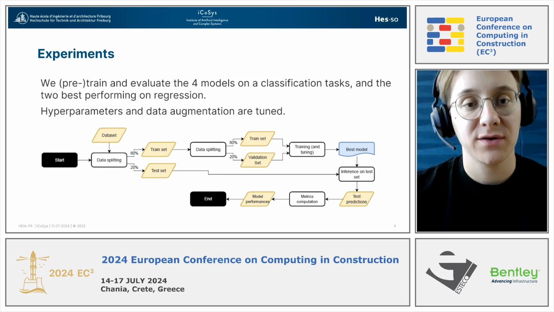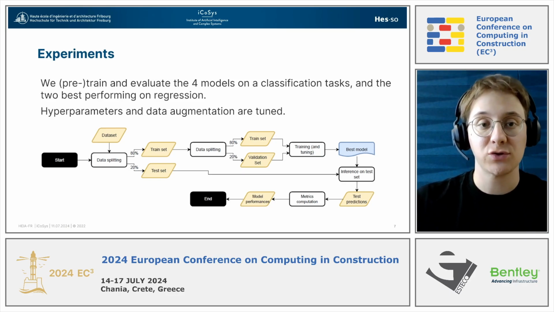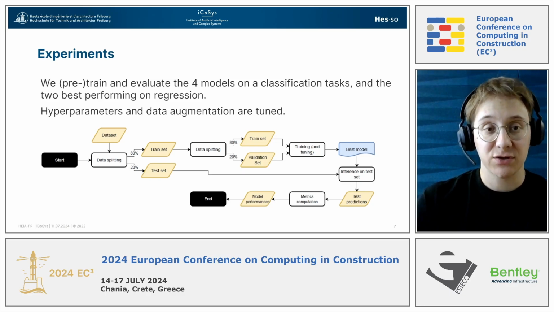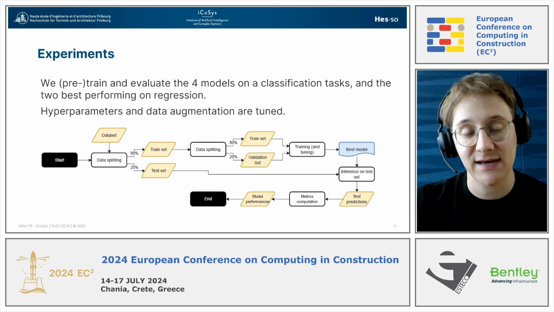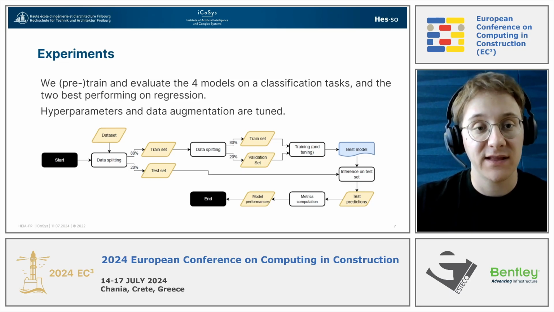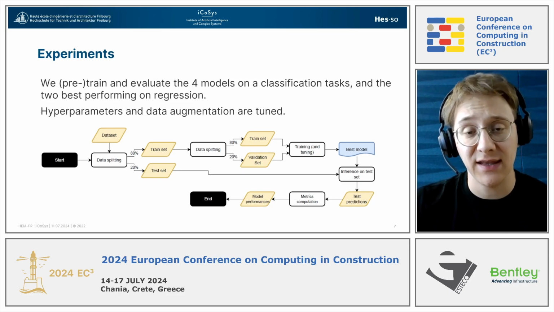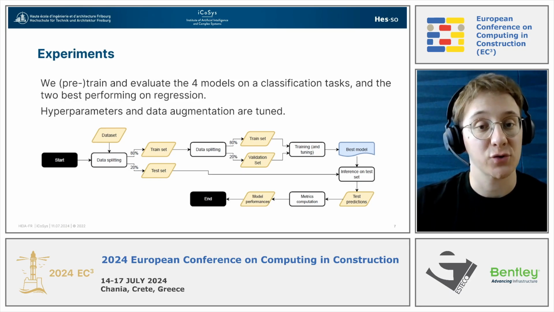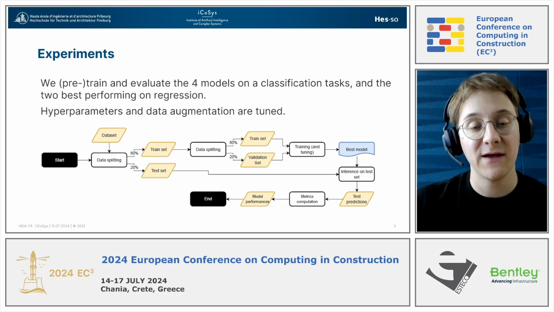So the four chosen models are evaluated according to the same procedure. For regression, only the two best models on the classification task are considered. About this procedure, the data is first separated into a training, validation, and test set in a very classic way. The validation set is used to test a large amount of possible hyperparameter and data augmentation combinations, and thus create the best performing model possible. Once all the models are trained, they are evaluated on the test set, and their performance is compared according to the defined metrics.